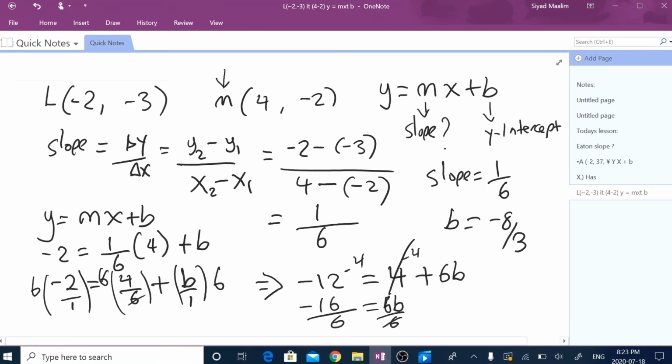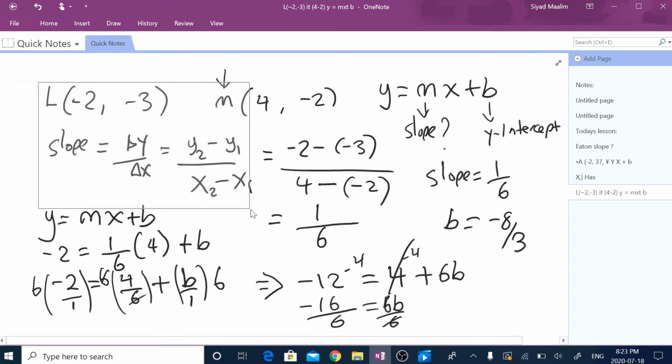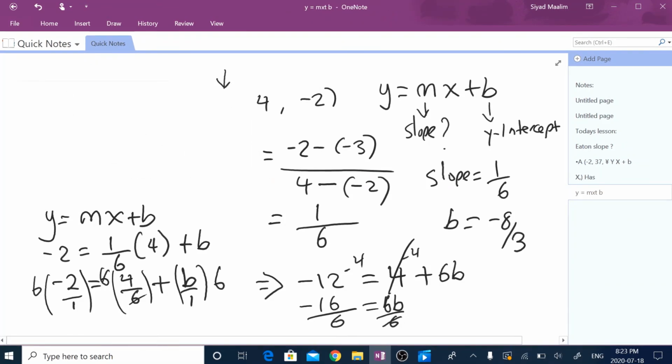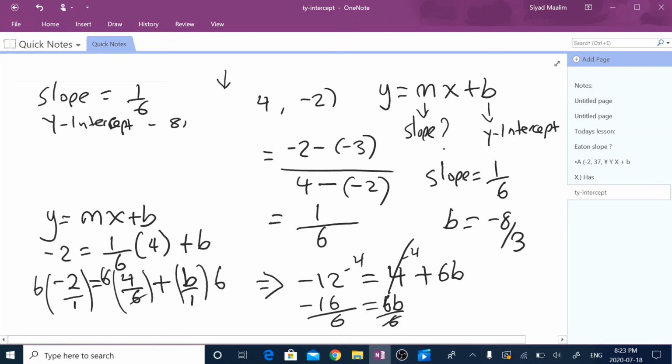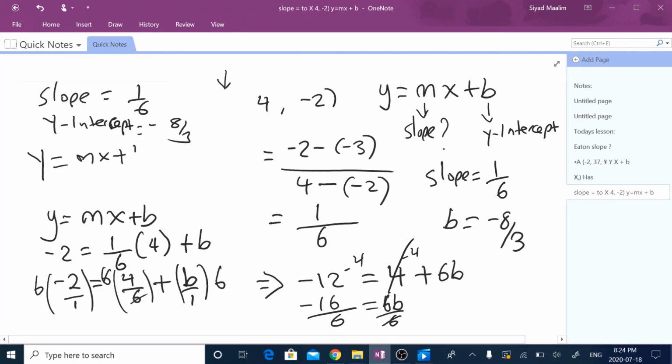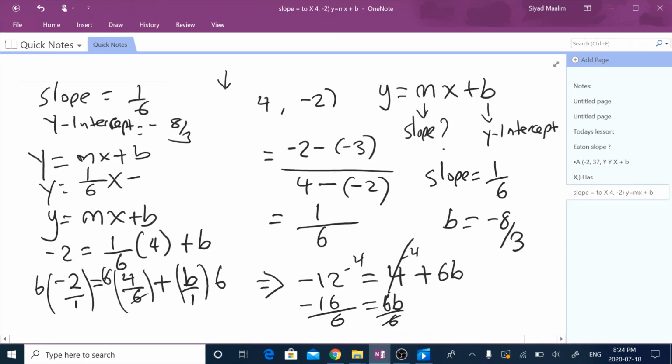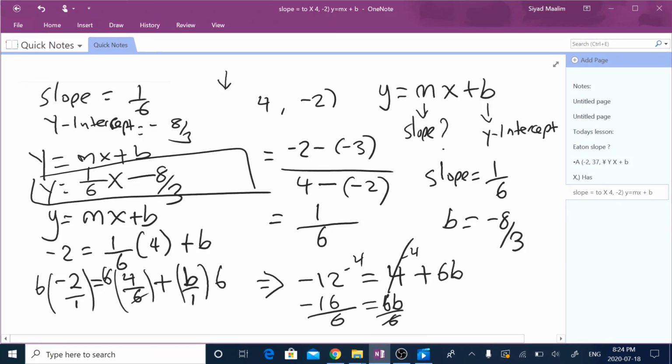Given that I have the slope as 1/6 and the y-intercept as -8/3, my equation will be y is equal to mx plus b. But what is m? m is 1/6. y is equal to 1/6 of x minus 8/3. So that gives me the equation of this line.